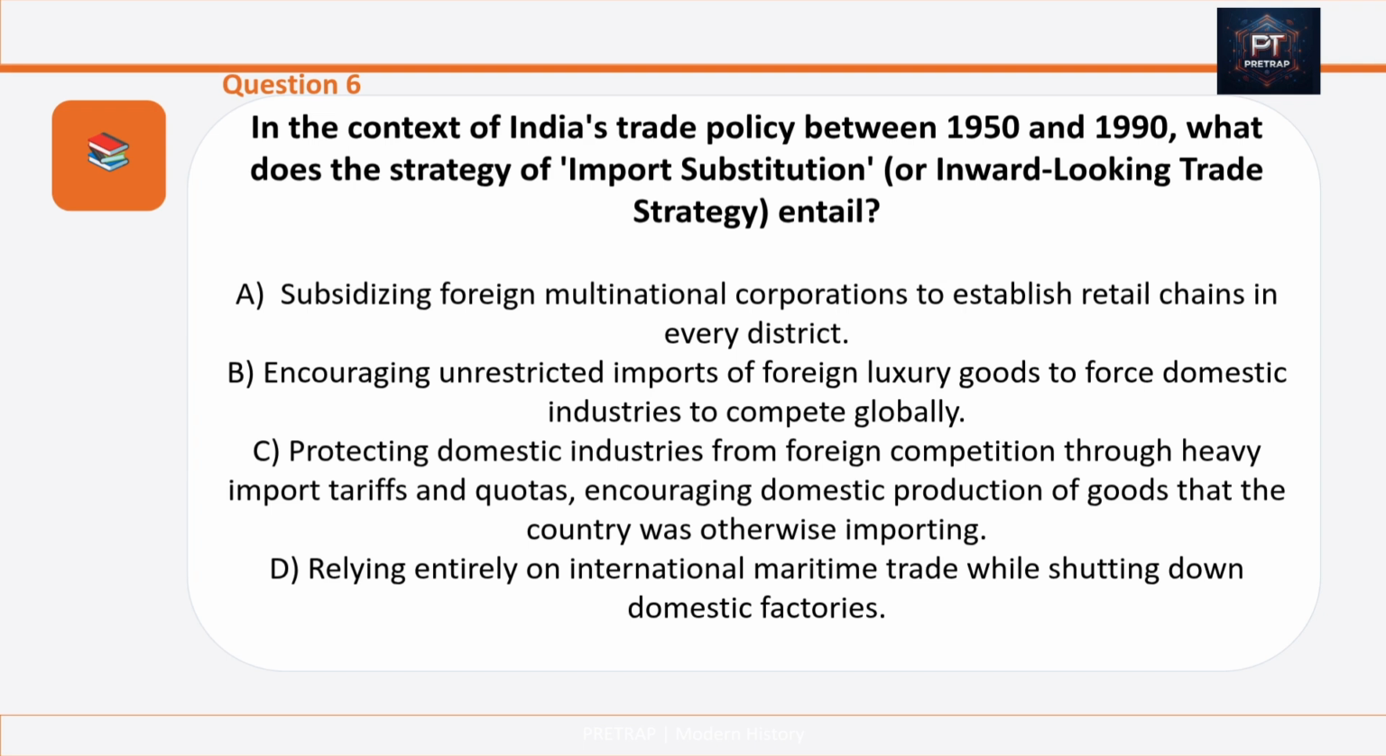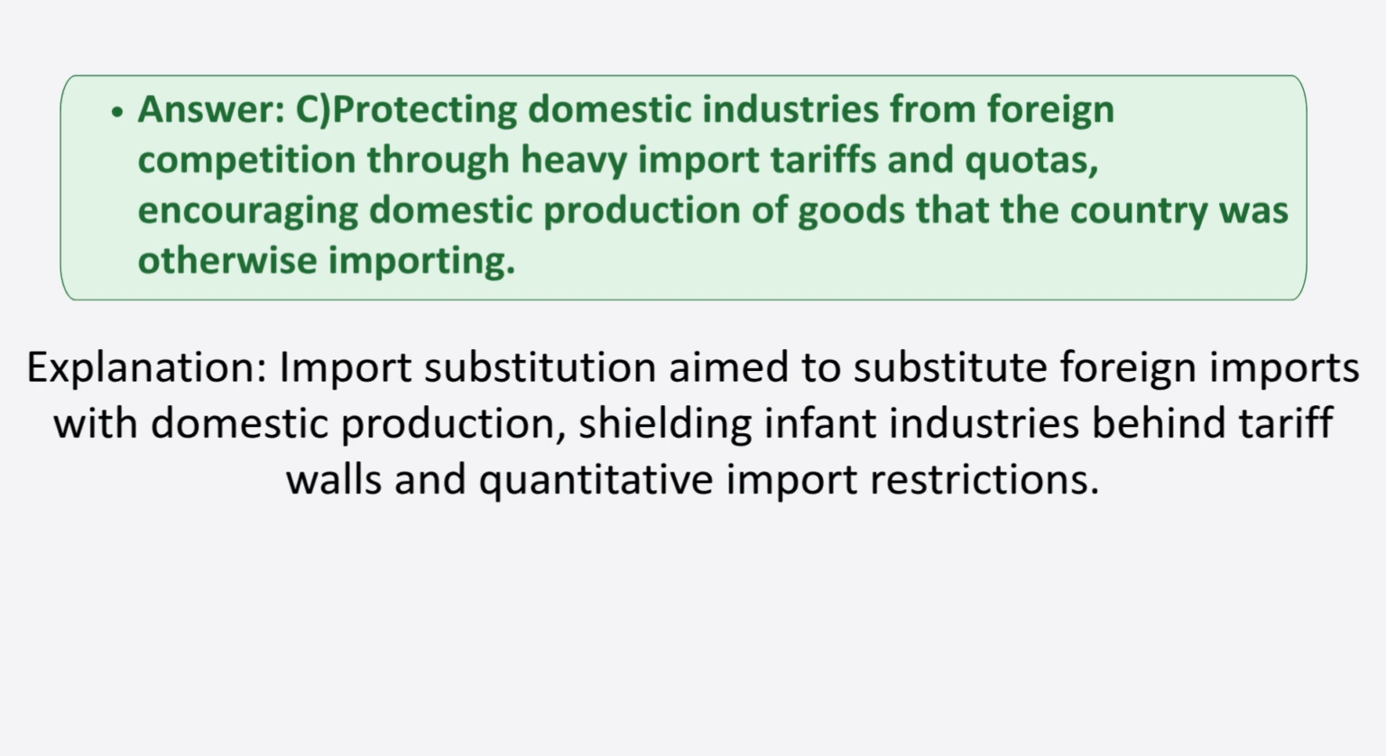Option D, relying entirely on international maritime trade while shutting down domestic factories. And the answer is option C. Import substitution aimed to substitute foreign imports with domestic production, shielding infant industries behind tariff walls and quantitative import restrictions.